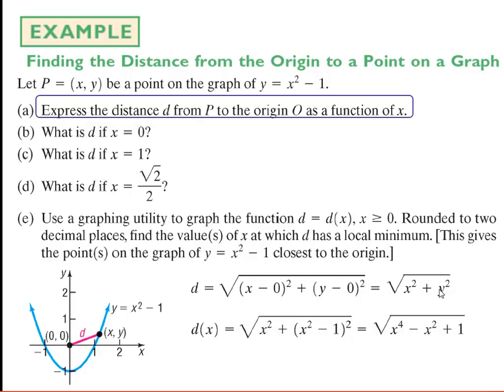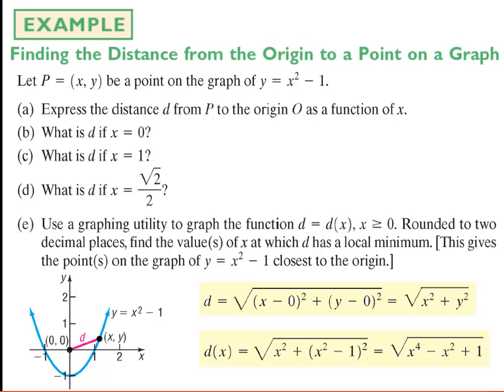So in essence, what I'm going to do is replace the y with its expression. I know that for every point on this graph, the y value is the square of the x minus 1. So I'm going to replace the y with the square of the x minus 1. And then we've achieved, in essence, creating the distance function as one variable, a function of x. If I FOIL this out and simplify this algebraically, this is what I end up with here. So here's the distance from the origin to any point on this particular parabola.